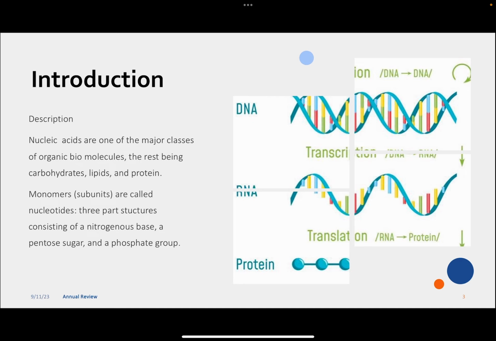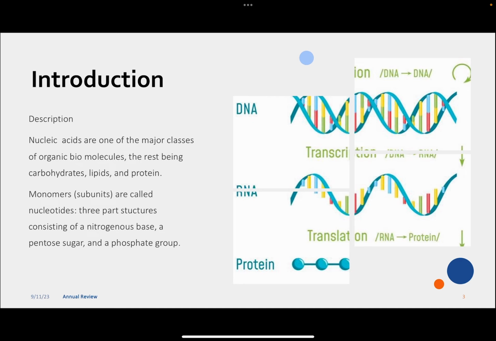DNA consists of two polynucleotide strands that are bonded together in a double helix formation, as you can see here in the picture. Then we have RNA. RNA is single-stranded but much shorter in length. Its nucleotides consist of the sugar ribose, and it has all the bases found in DNA with the exception of thymine.